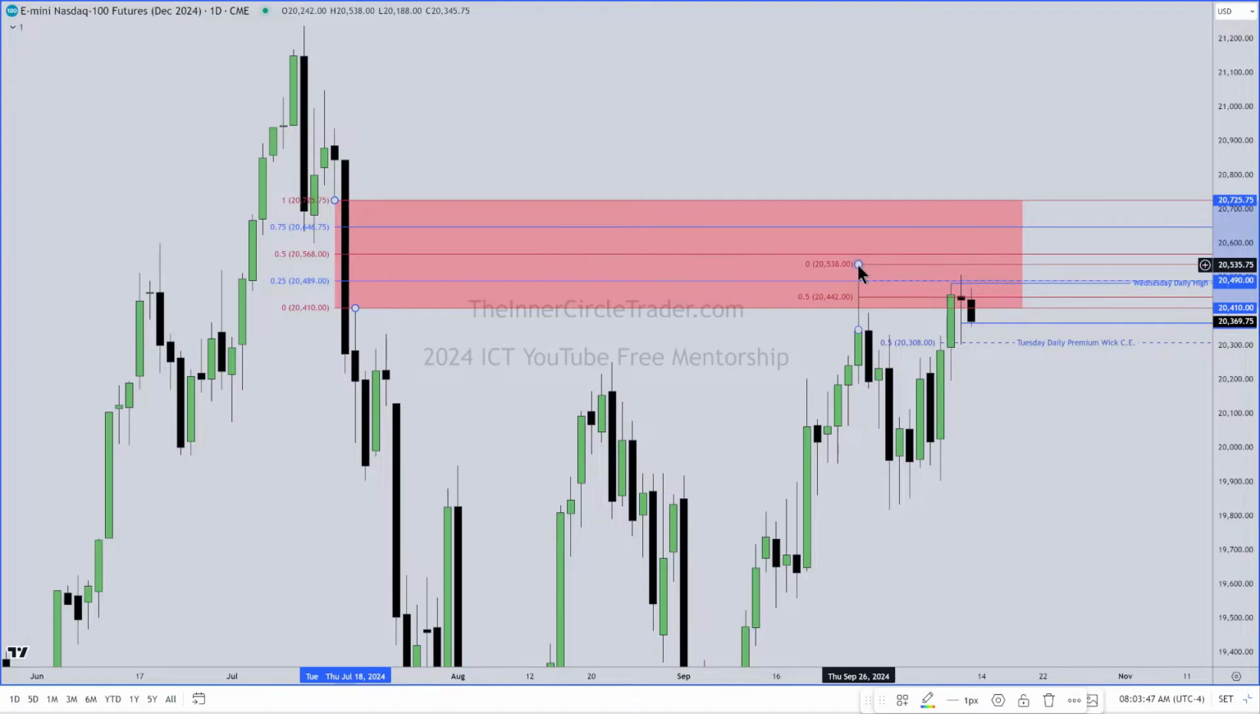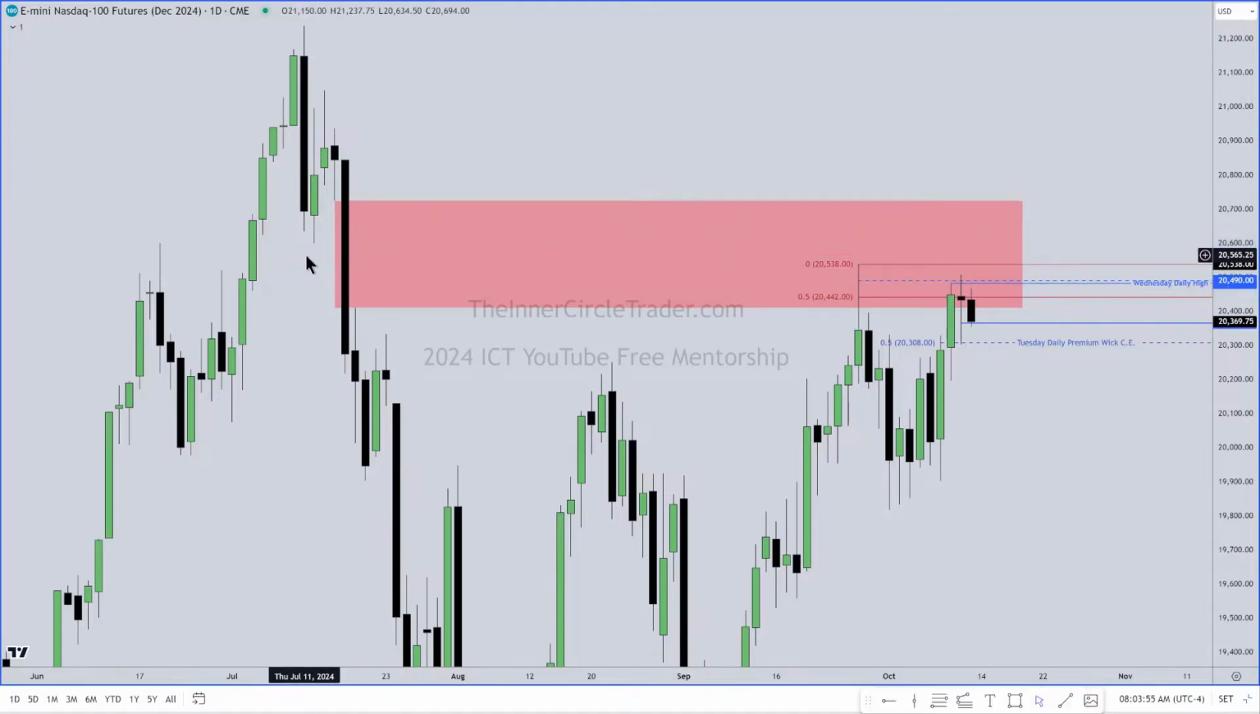Okay, so with that context, I'm going to drop down into this little area here. I'm going to remove these lines just because I don't want it to be confusing.